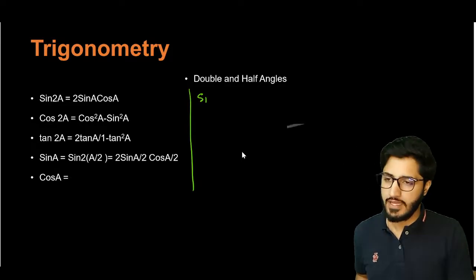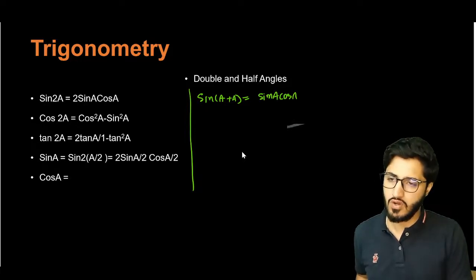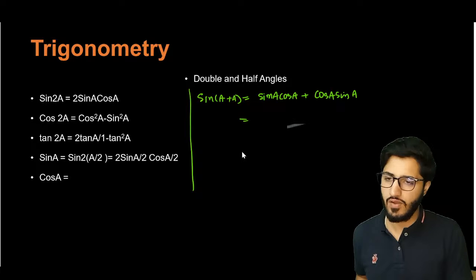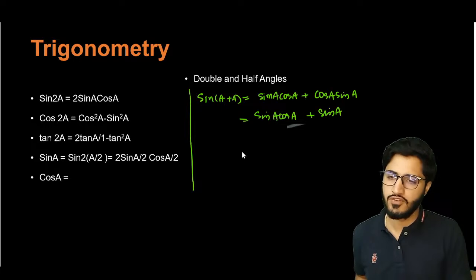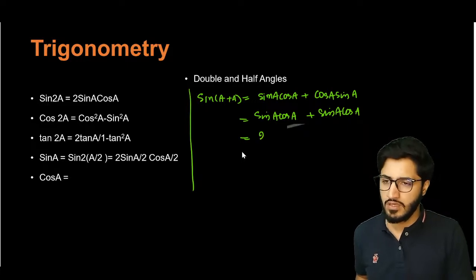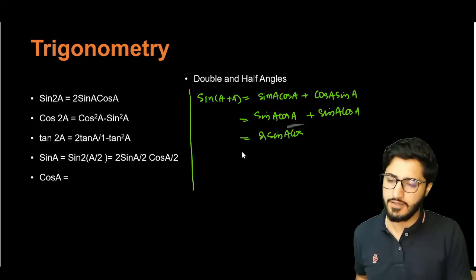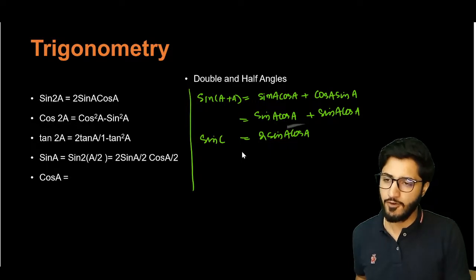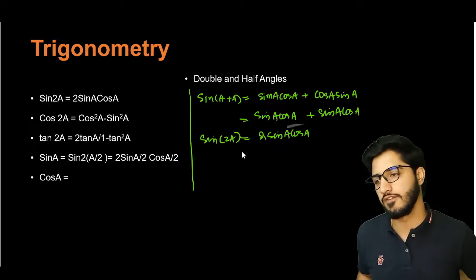Now I can write sine A plus A, it will become sine A cos A plus cos A sine A. I can write this as sine A cos A plus sine A cos A. So I can represent it as 2 times sine A cos A. So this is a double angle formula.